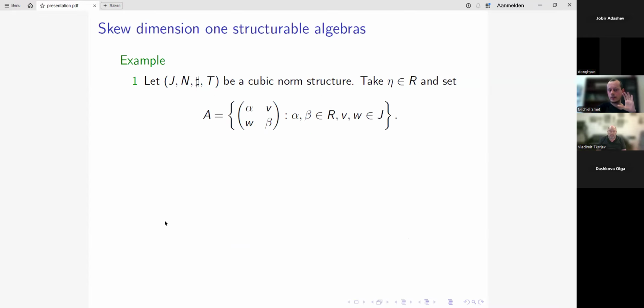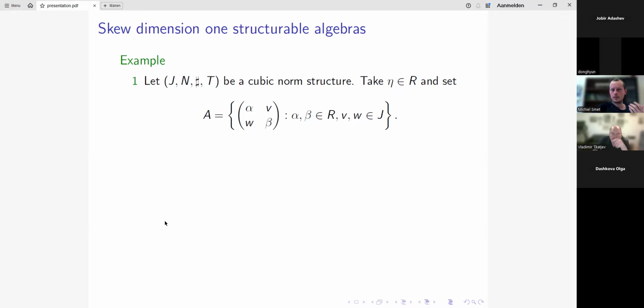For the rest of the talk, we will be mostly interested in one specific class of structurable algebras, namely the skew dimension one structurable algebras, which are closely related to cubic norm structures. Namely, if you have a cubic norm structure, you can look at so-called matrix structurable algebras. These are algebras of two by two matrices. The diagonal elements are elements of the base ring, while the off-diagonal elements are elements of the cubic norm structure.